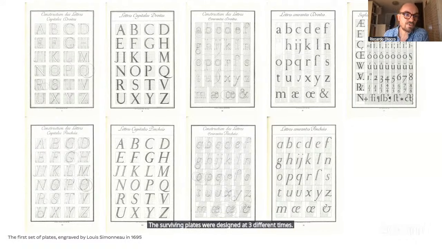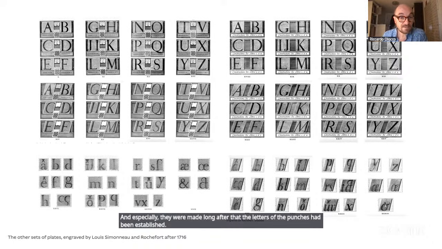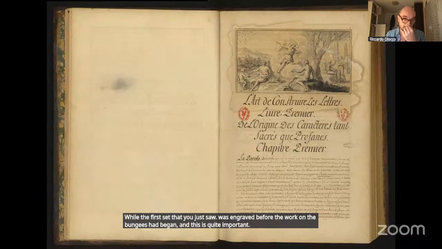The first group, which is the only one that interests us today, was engraved in 1695. The same letter forms are shown twice, as you can see here, once in white with construction circles and once in dark gray without the construction circles. There are two other sets that were engraved much later, long after the letters of the punches had been established, while the first set that you just saw was engraved before the work on the punches had begun. And this is quite important, as we're going to see.